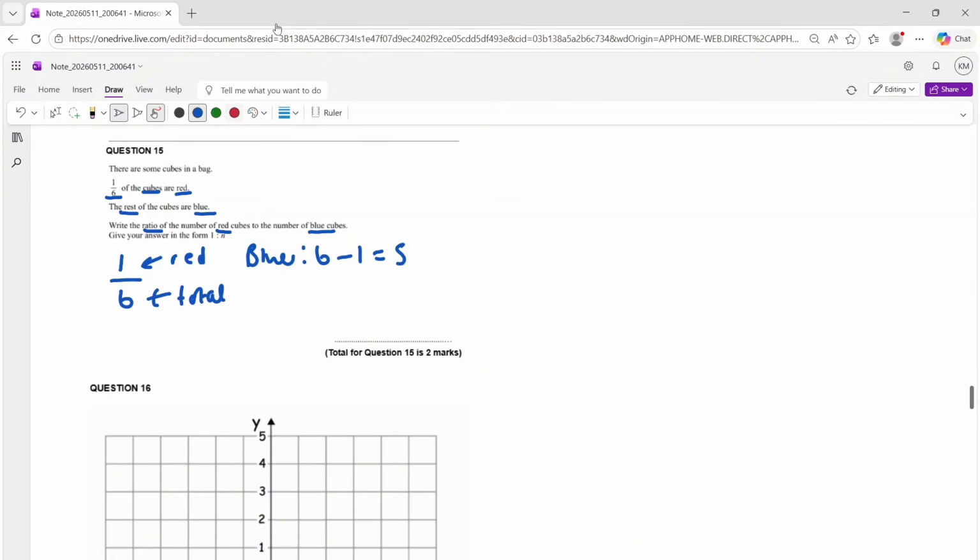So now I need to write the ratio of red to blue. The order is important here. Red first, blue second. So red cubes, well, I had 1 red. Blue, I've worked out here, is 5. So it's 1 to 5. And I wanted my answer in the form of 1 to n. Well, it's already in the form of 1 to something, so I don't need to change it. Sometimes you might need to then simplify that down, but that is my final answer for 2 marks.